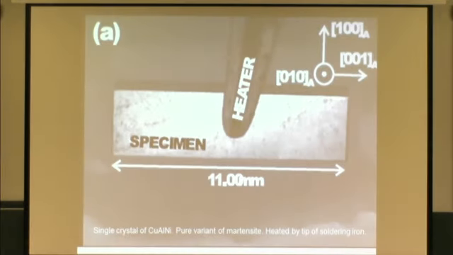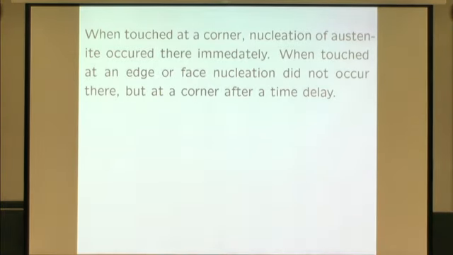So here's a picture of the specimen, and what he did was to touch it at various places with a soldering iron. Okay. So this is in the martensite. So now where you touch it with the soldering iron, of course that's going to make the temperature very high, and the austenite will have lower energy. So you're expecting the austenite to nucleate. Right? So you'd expect it to nucleate where you touch it with the soldering iron.